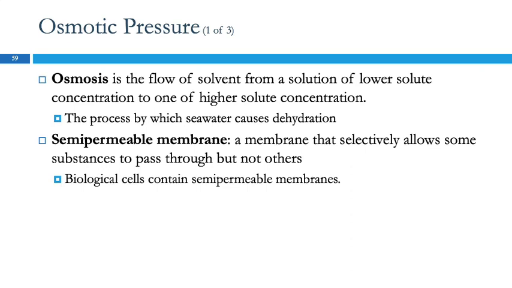The flow of solvent here is going to happen through a semi-permeable membrane. So it's semi-permeable. It's permeable to some things and not others. It will allow things like water to pass through, but not other things like the solutes, like maybe sugar or salt. So biological cells contain semi-permeable membranes, and so osmosis is a big deal for biology.